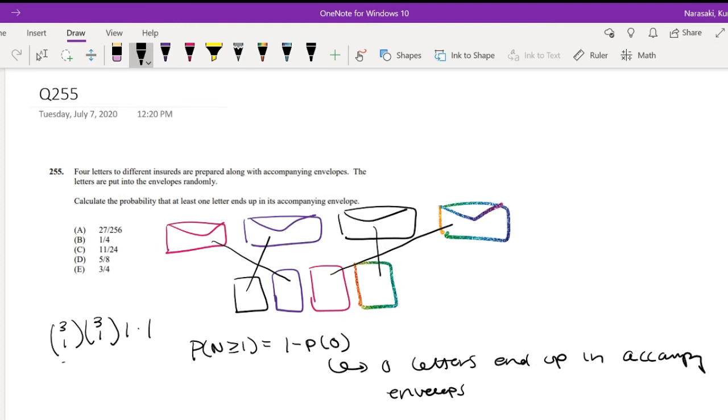And then again, the total possible outcomes, since we're placing them one by one, it's just 4 times 3 times 2 times 1. So it's just 4 factorial.